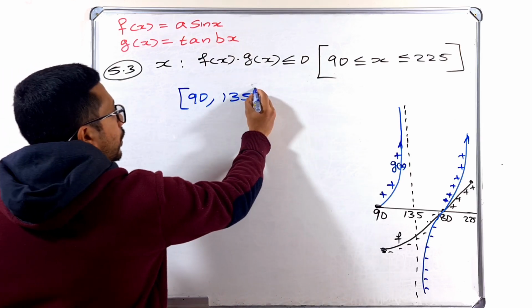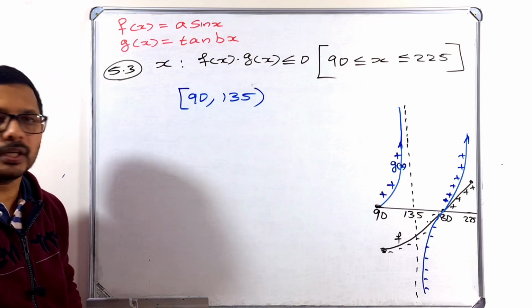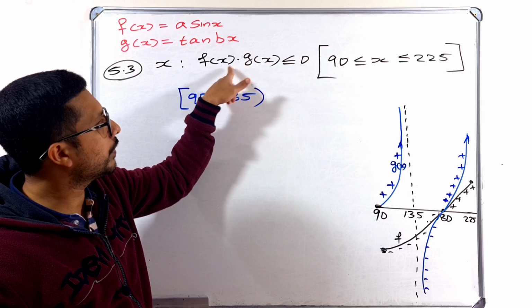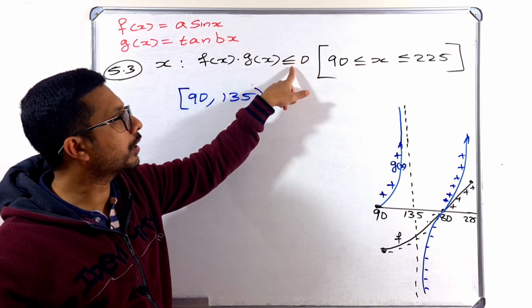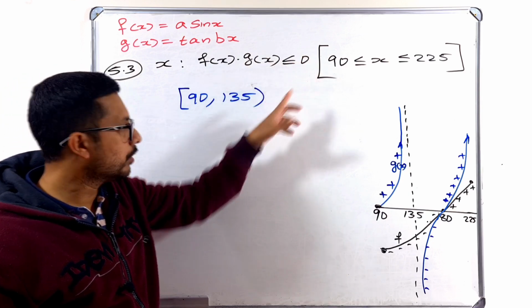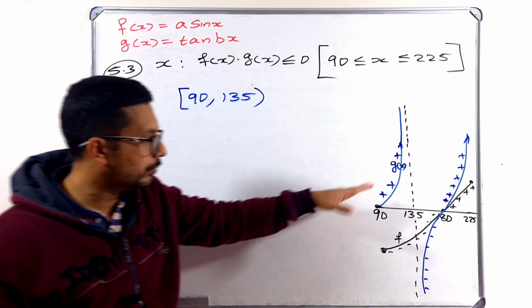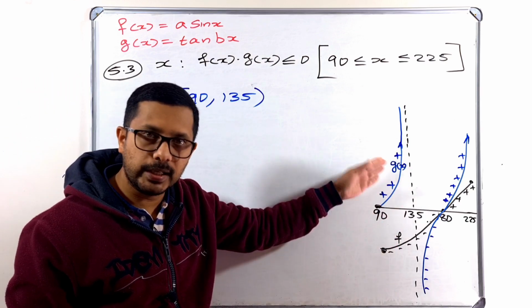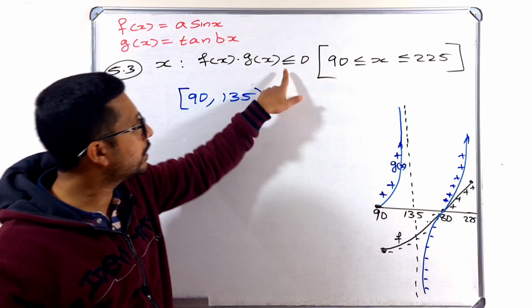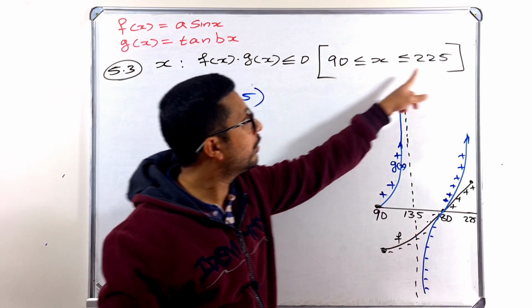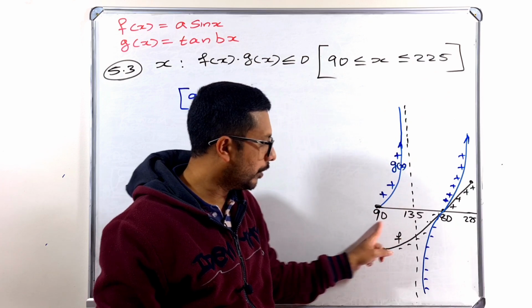Let me put a square, open bracket there. Okay, look at this question. f of x times g of x is less than or equal to 0. So this 90 to 135 is less than 0. Positive times negative is negative, less than 0. Then where is this equal to part? Look at this one. We are supposed to take 90 to 225.